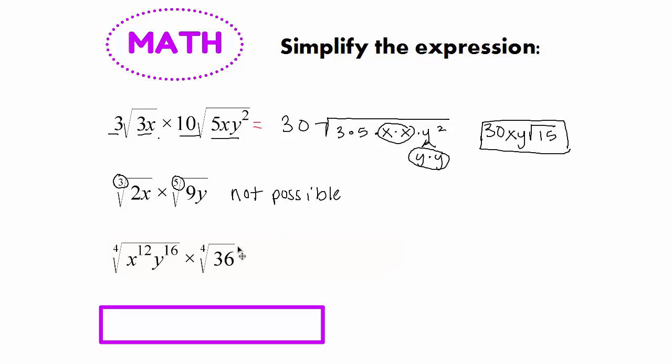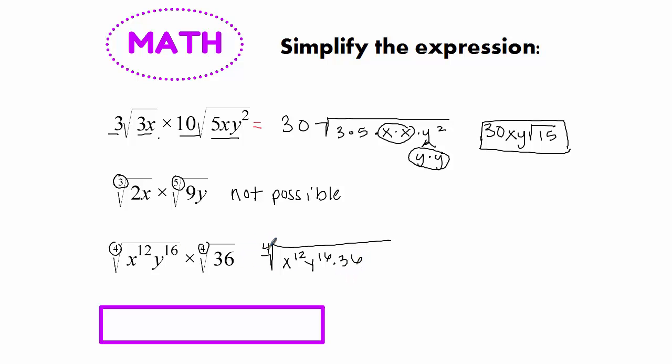The third example I'm asked to do is this giant one. So I check first to make sure my indexes are the same. They're both 4s, so that's nice. And then I'm going to write everything underneath one radical. So it's x to the 12th y to the 16th times 36.